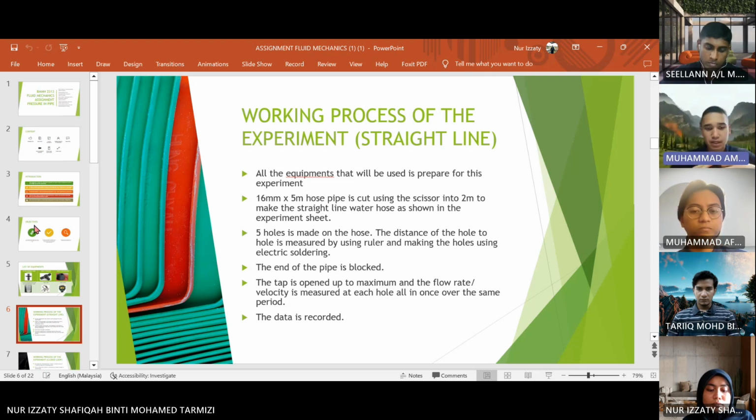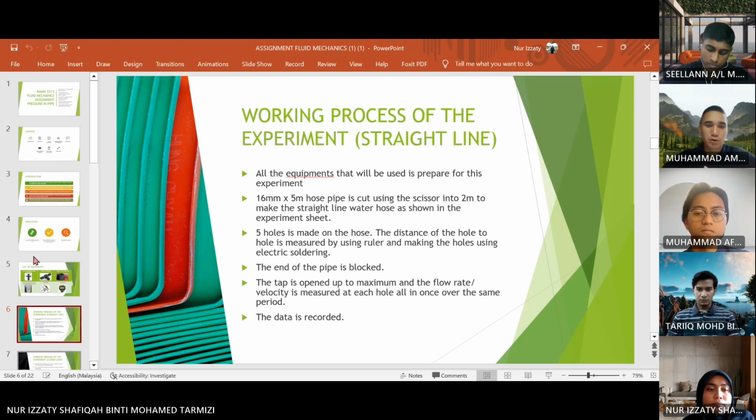Also, the tap is opened up to maximum, and the flow rate or the velocity is measured at each hole all at once over the same period. And the last one is all the data is recorded by our group member.